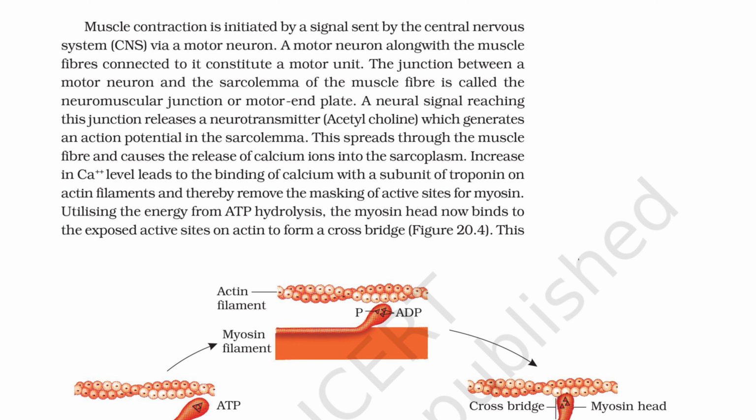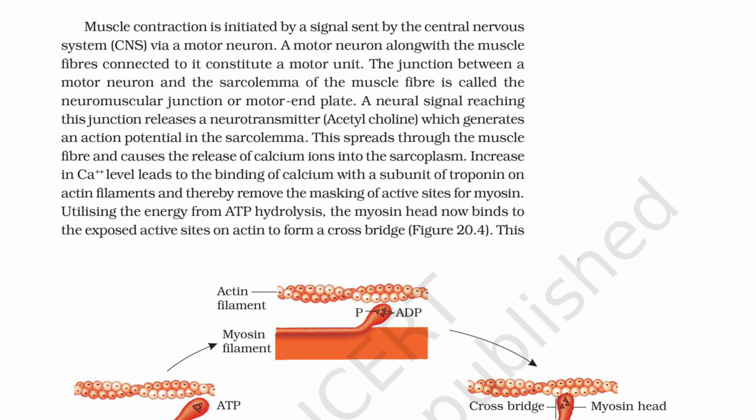Muscle contraction is initiated by a signal sent by the central nervous system, CNS, via a motor neuron. A motor neuron along with the muscle fibers connected to it constitute a motor unit. The junction between a motor neuron and the sarcolemma of the muscle fiber is called the neuromuscular junction or motor endplate. A neural signal reaching this junction releases a neurotransmitter, acetylcholine, which generates an action potential in the sarcolemma. This spreads through the muscle fiber and causes the release of calcium ions into the sarcoplasm.